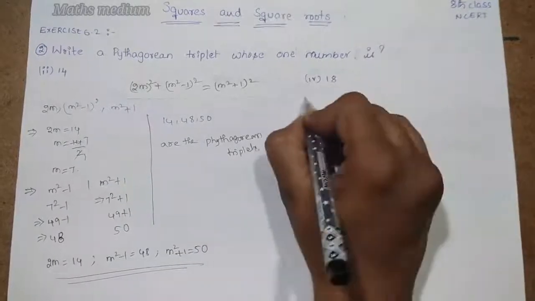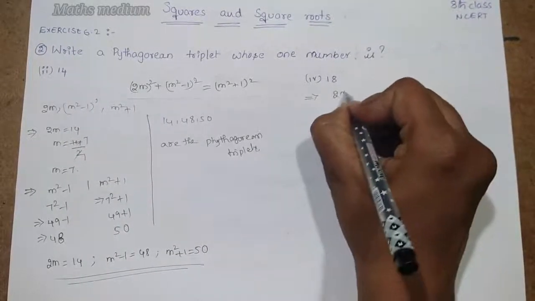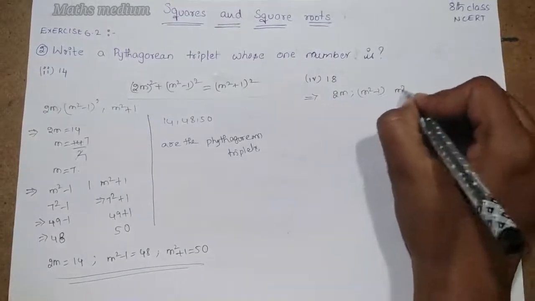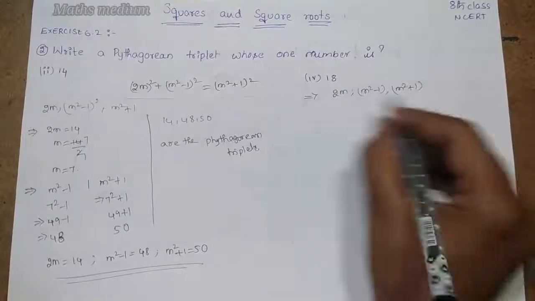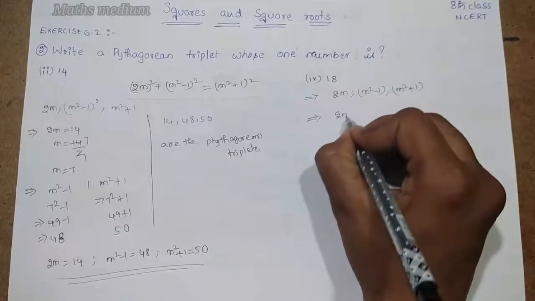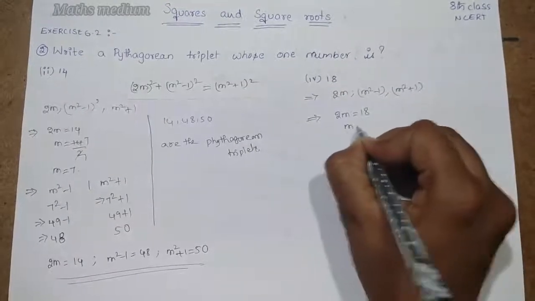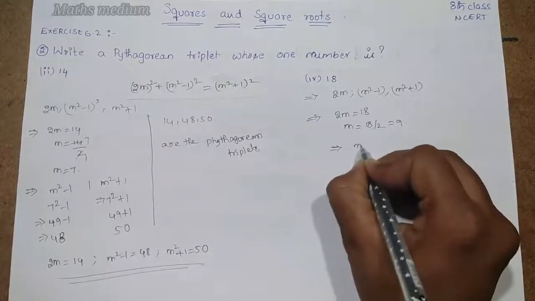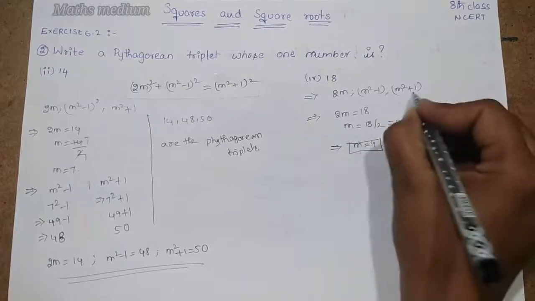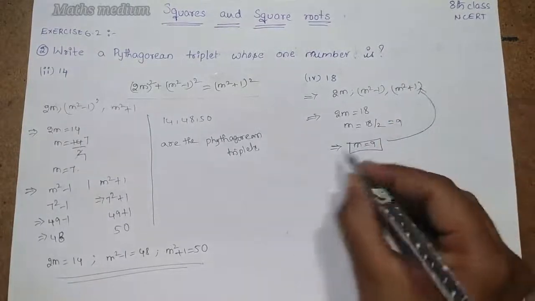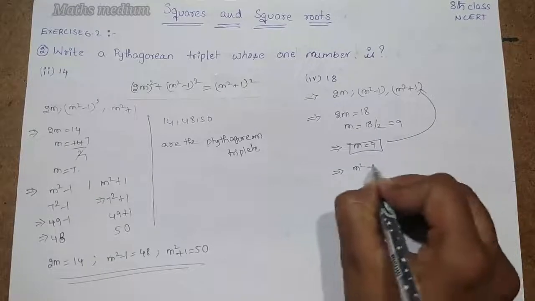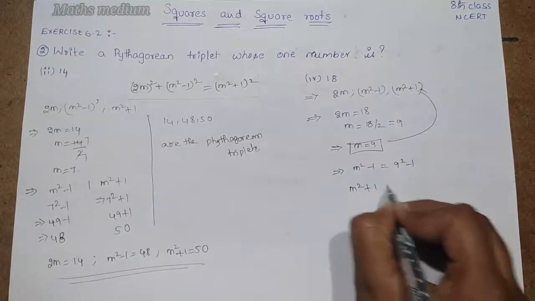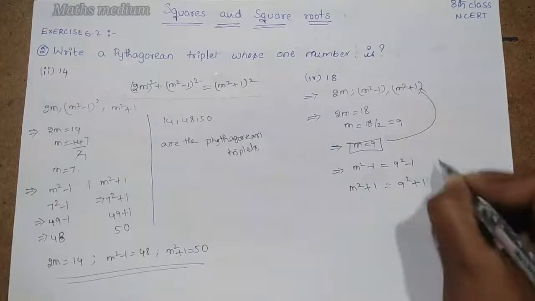Next, coming to this also, same formula: 2m, m square minus 1 and m square plus 1. These are the three Pythagorean triplets. 2m is equal to 18, m is equal to 18 by 2, that is 9. Substitute the m value into these two values. So m square minus 1 is equal to 9 square minus 1. m square plus 1 is equal to 9 square plus 1.